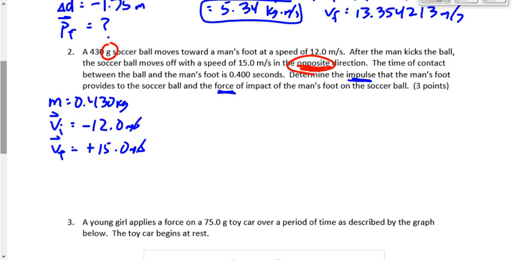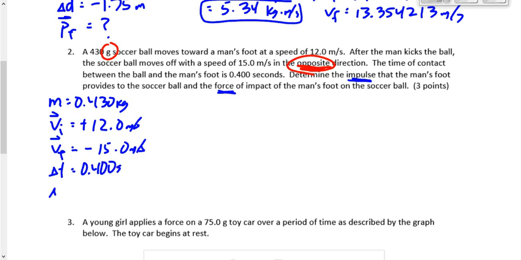How many people do you remember did it that way? Who went the other way around? Okay, most people went the other way around. Okay, I'll do it the other way around then, since most of you did it that way, because it doesn't really matter. Let's make this positive and this negative then. The time of contact is 0.400 seconds.